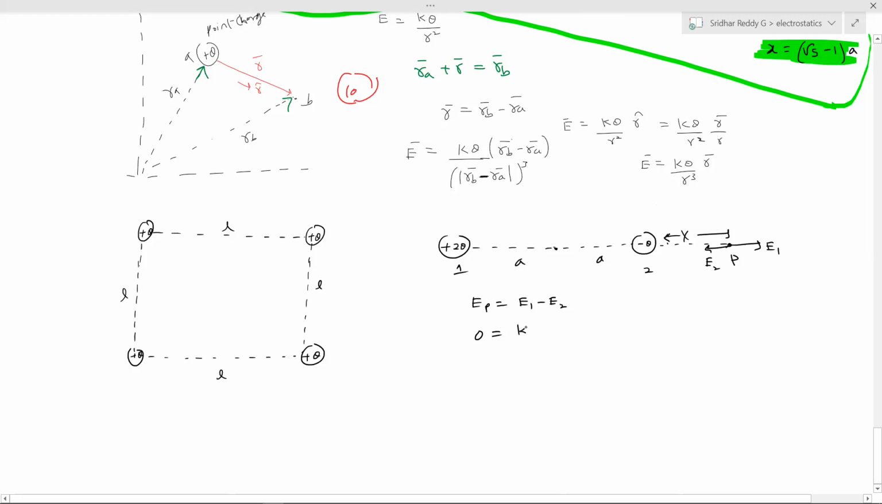What is E1? E1 will be K 2Q by (2a plus x) whole square. What about E2? E2 will be KQ by x square. Again, the same mathematics here. So KQ gets cancelled. 2x square equal to (2a plus x) whole square. Solving this, 2x square equal to 4a square plus x square plus 4ax. So x square minus 4ax minus 4a square equal to 0.